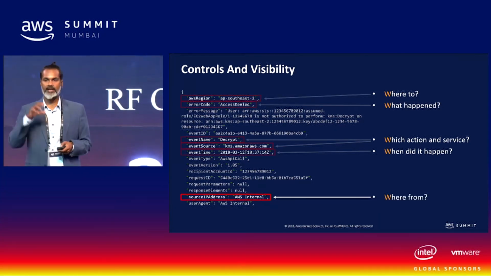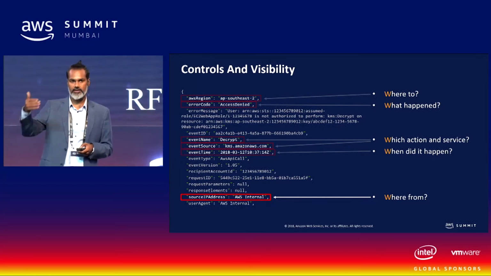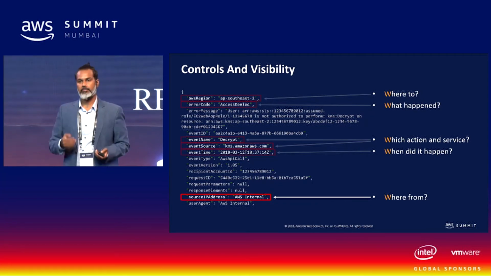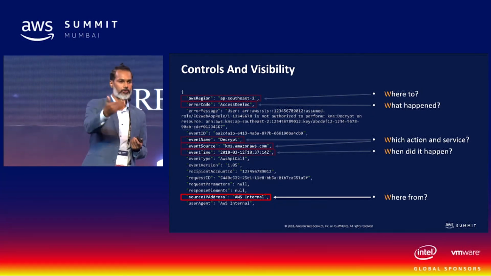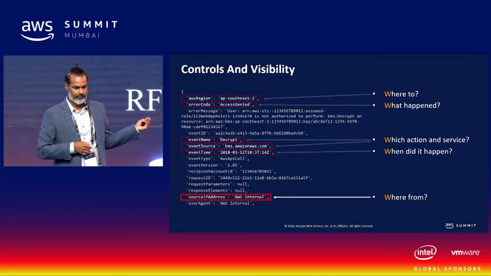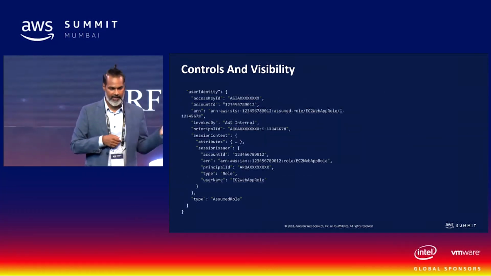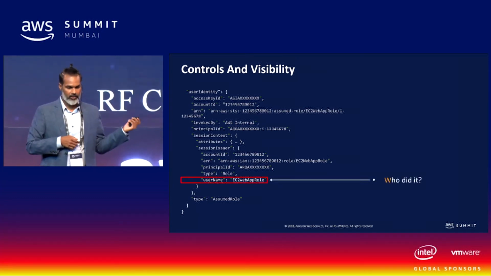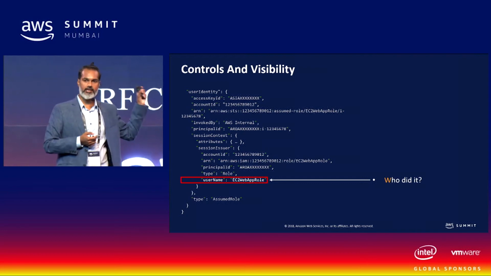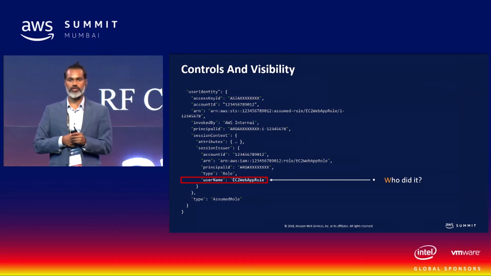And where from, where exactly the call has originated. Is it from outside Amazon or is it an Amazon internal service? I might be running an application which is trying to decrypt the data, but it does not have permission. And who did it? This is the role we have defined. That means I need to check the permissions being given to this web app.